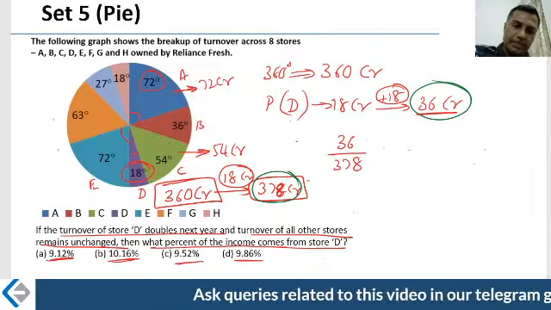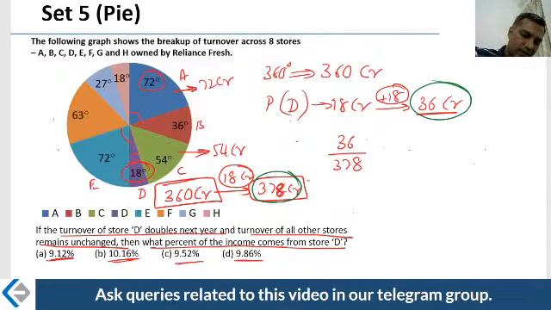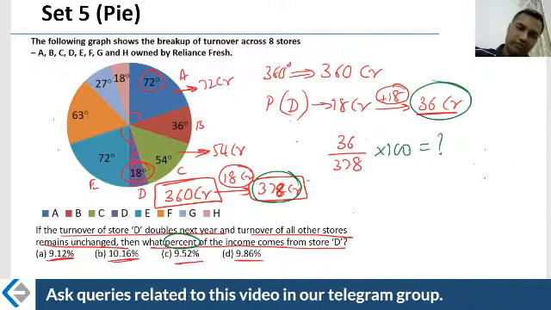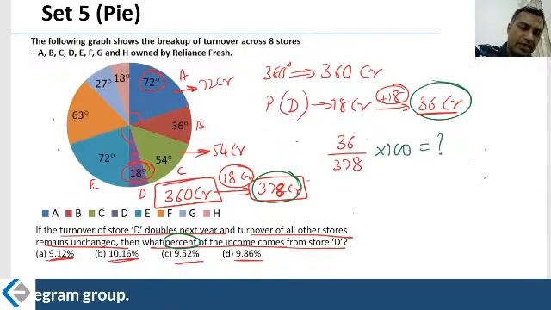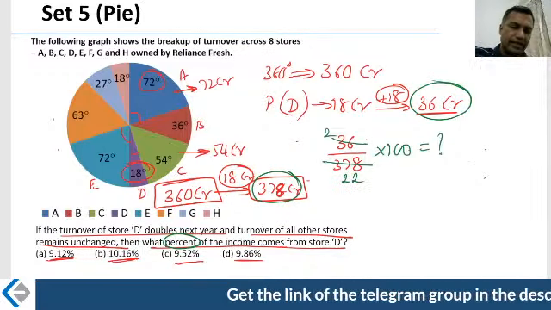36 divided by 378. Now what does he want? Percentage. Percentage means on a scale of 100, how much? That is the required answer here. All right, let's go with the multiples of 18. 18 two times is 36, 18 twenty-one times is 378.